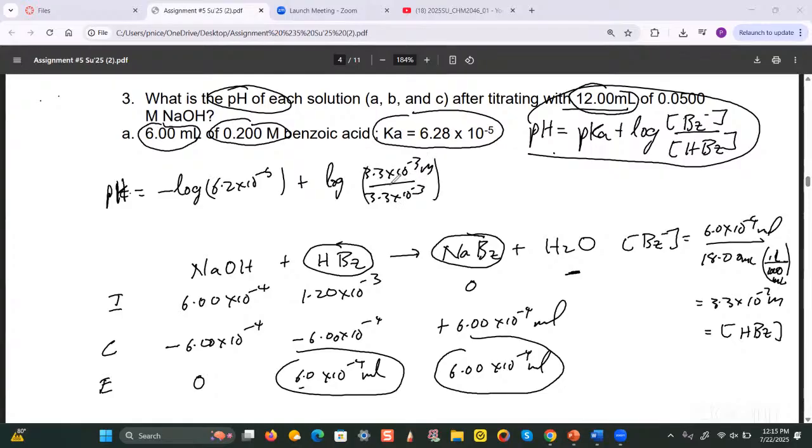So basically, these two will cancel out each other. So we know what log of 1 is equal to, right? 0, right? So therefore, this will be 0. So all we have to do now is find minus log of 6.2 times 10 to the minus 5. And according to my calculation, since we have two sig figs here, we need to express the answer to 2 decimal places. So the answer I got is 4.21. So that's the answer I got.